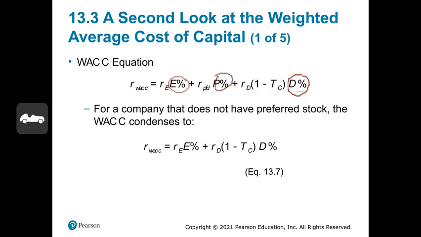If a company does not have preferred stock, right, we're just eliminating this factor here, and the formula simplifies to what we saw previously. They're rewriting it and relabeling it as equation 17 or 13.7, but it matches up to equation 13.2 also, except they're writing it in variable terms instead of words.